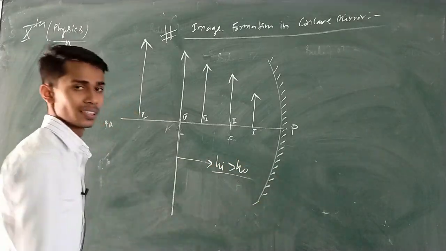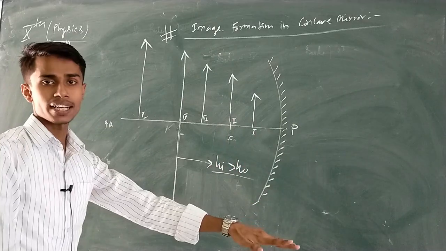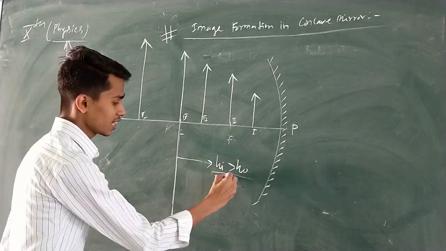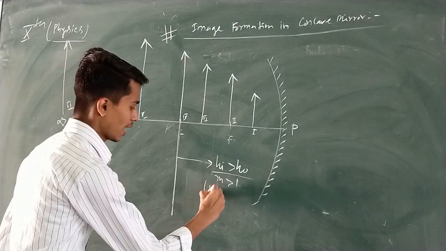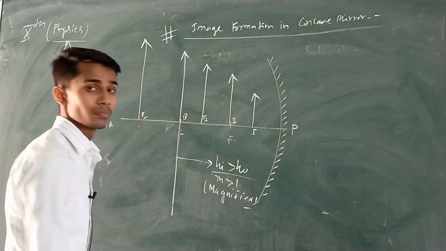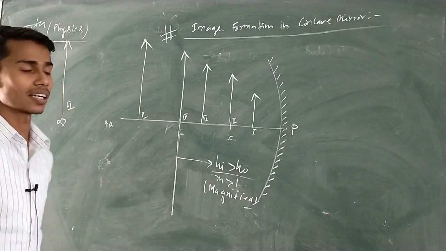height of the object. जब तक एक ऑब्जेक्ट सेंटर ऑफ कर्वेचर से पहले रखा गया, हमेशा इमेज का हाइट ऑब्जेक्ट के हाइट से बड़ा होगा. इस केस के लिए मैग्निफिकेशन 1 से ज़्यादा बड़ा होगा, और ऐसी इमेज को हम मैग्नीफाइड इमेज बोलेंगे. कब? जब तक ऑब्जेक्ट सेंटर ऑफ कर्वेचर से पहले रखा गया.